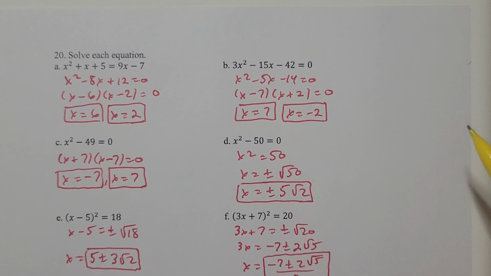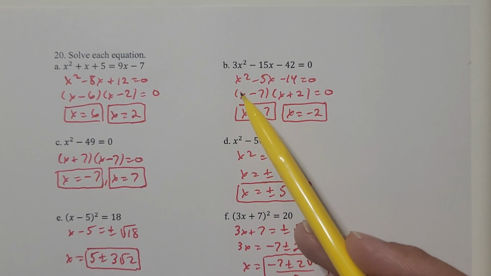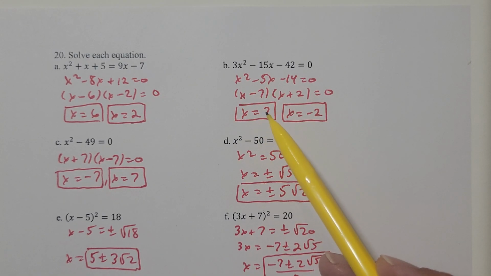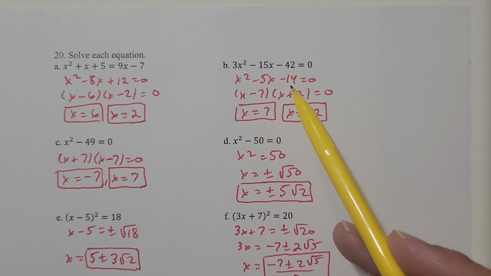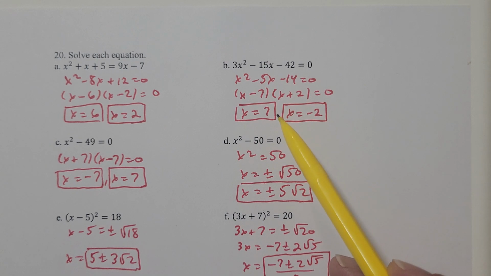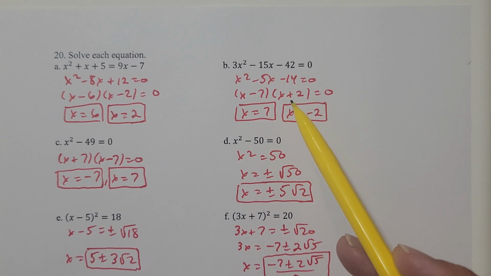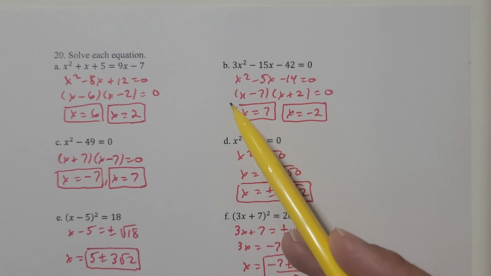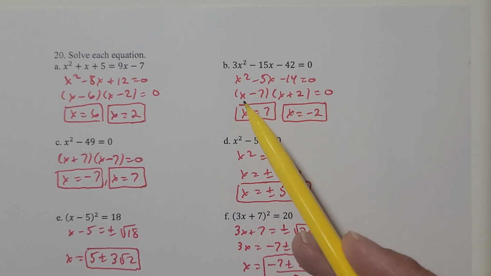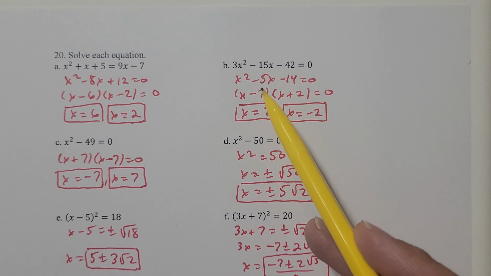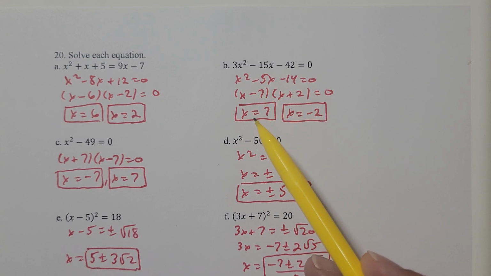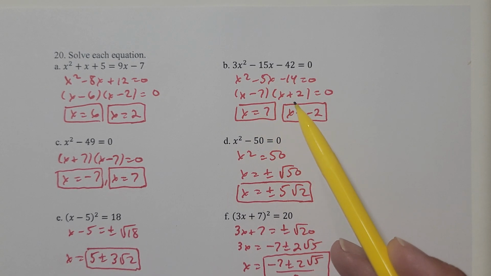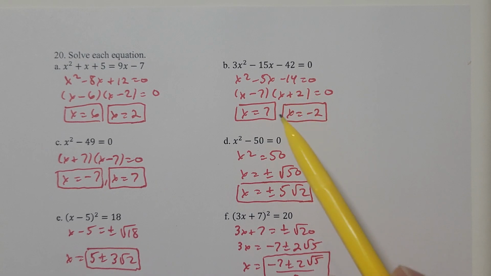Like with this, I got x and x, that's x squared, and the factors of 14 would be 7 and 2. It'd be a minus 7 and a plus 2 for the signs. So if I check this, x times x is x squared. 2x minus 7x is minus 5x. And then negative 7 times 2 is negative 14 at the end.